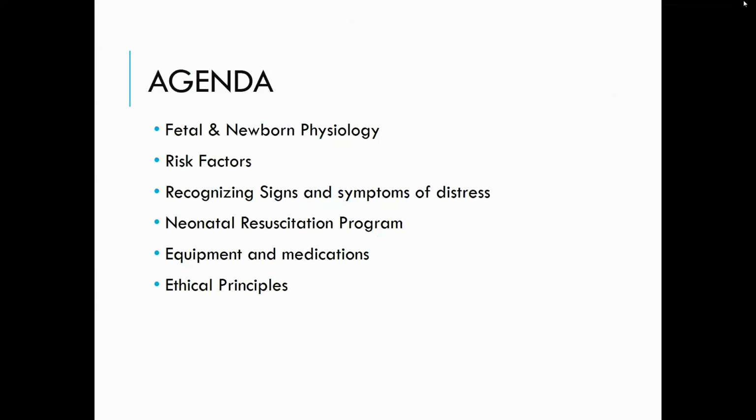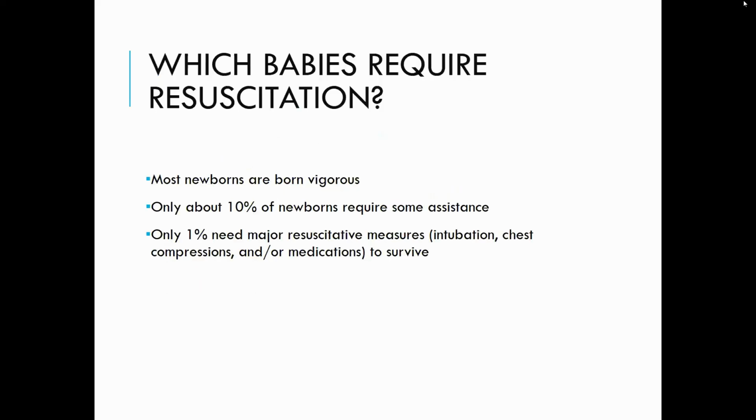All right, so our outline for today, we're just going to talk a little bit about fetal and newborn physiology. Then we'll talk about some of the risk factors, some of the signs and symptoms you should recognize of distress in a newborn. We'll go through the algorithm for NRP, and then we'll talk about equipment and meds and some ethical principles.